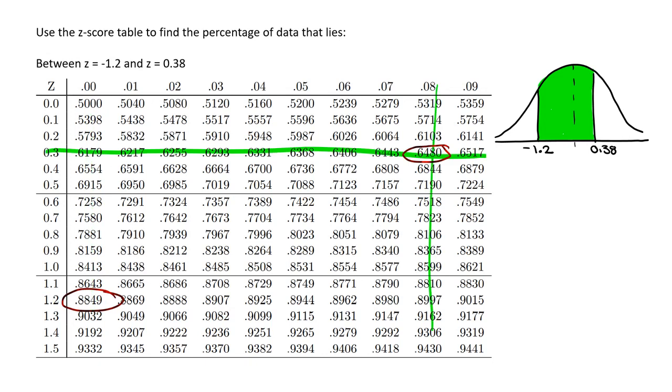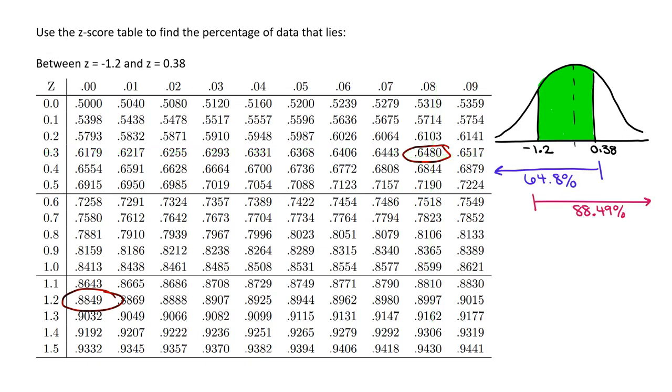0.38 corresponds with 0.6480. Okay, so when you look a positive z-score up in the table, it gives you the percentage of data below that. So I know that 64.8% of the data lies below 0.38. But when you look up a negative z-score on the table, it's giving you the percentage of the data above that value. So 88.49% lies above the 1.2.